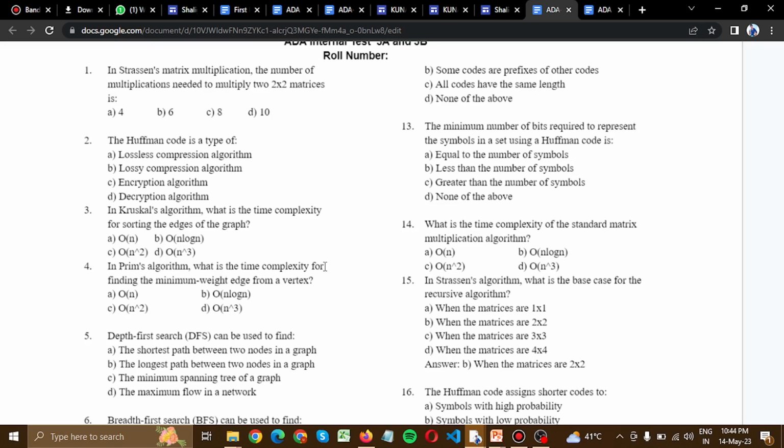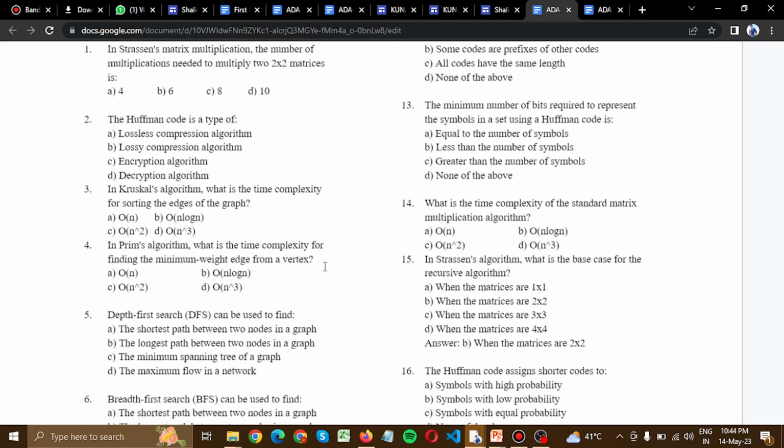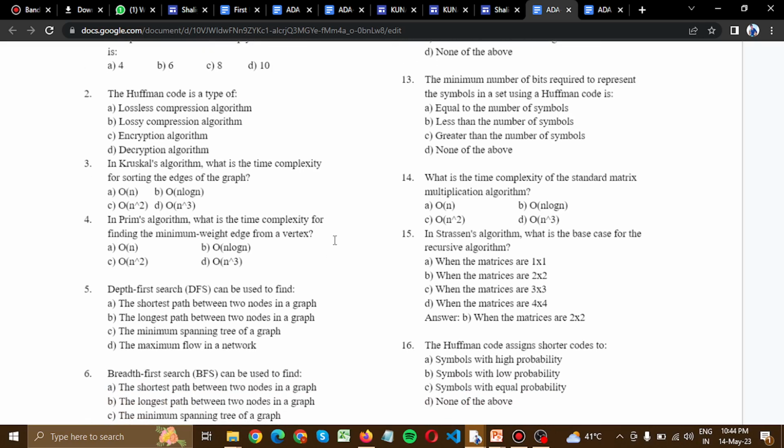Now next question, in Kruskal's algorithm, what is the time complexity of sorting the edges? The most commonly used algorithm for sorting is quicksort, which has an average time complexity of O(n log n). The time complexity of sorting the edges in Kruskal's algorithm is O(n log n). So the correct option is B, that is O(n log n).